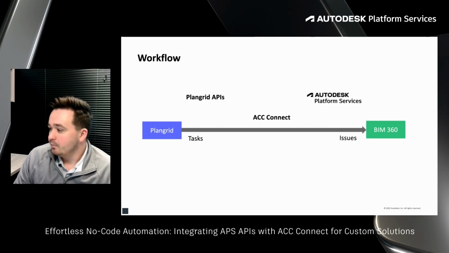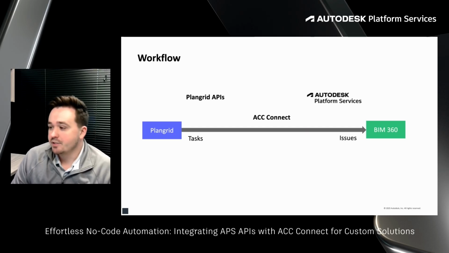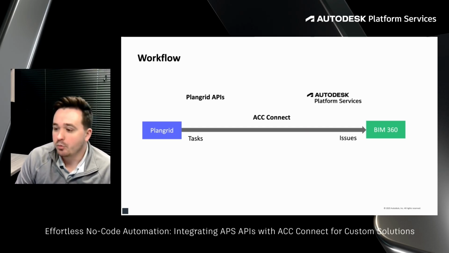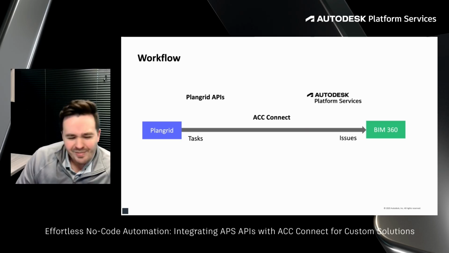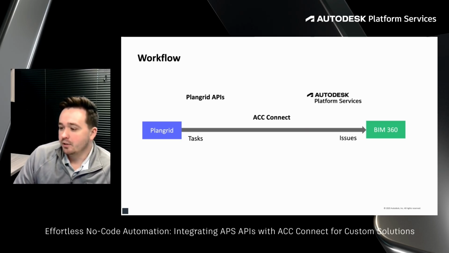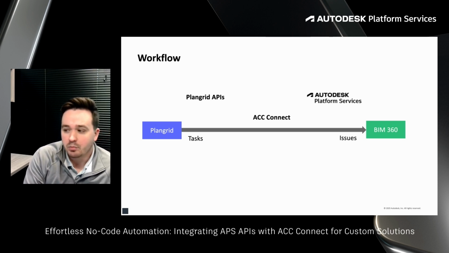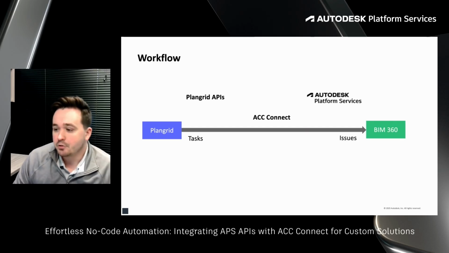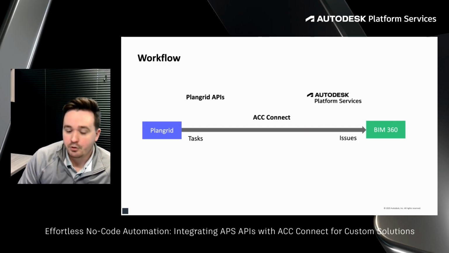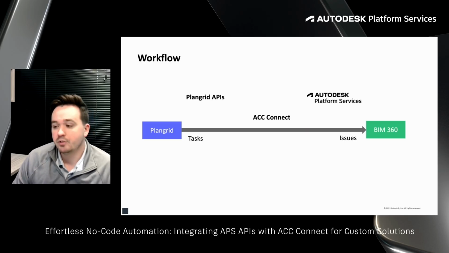So that's what this slide discusses, just ACC connecting the bridge between PlanGrid and BIM 360. And this can be used as well, if you wanted to automate that recipe. If you had a team continually creating tasks in PlanGrid, you could run this on a schedule and have things transferred over to BIM 360 daily or weekly or however often you want to run it.